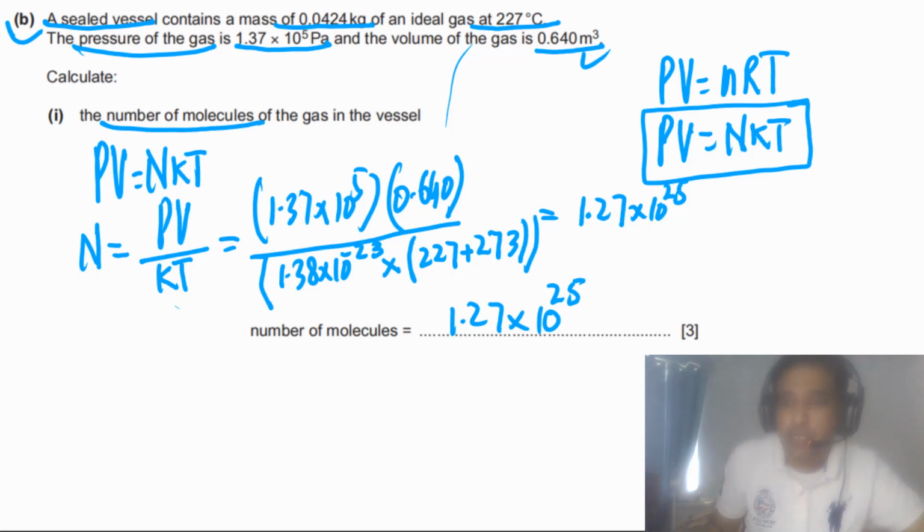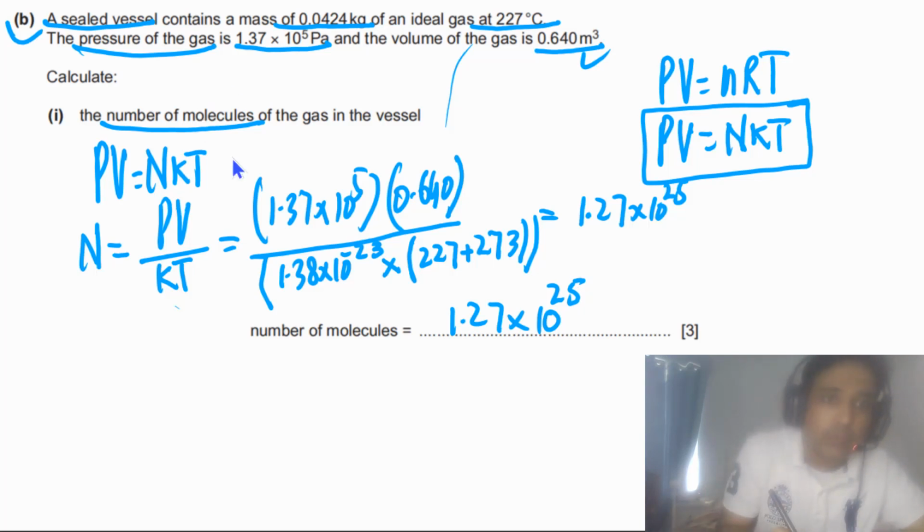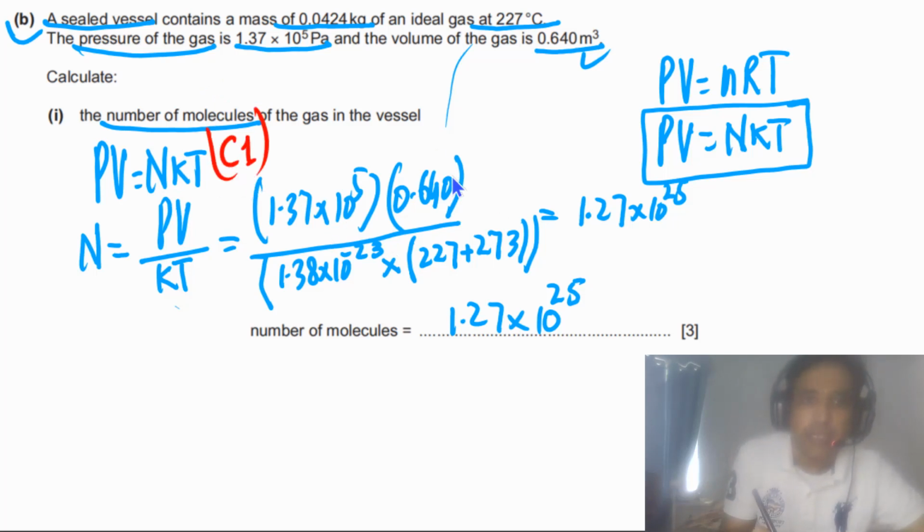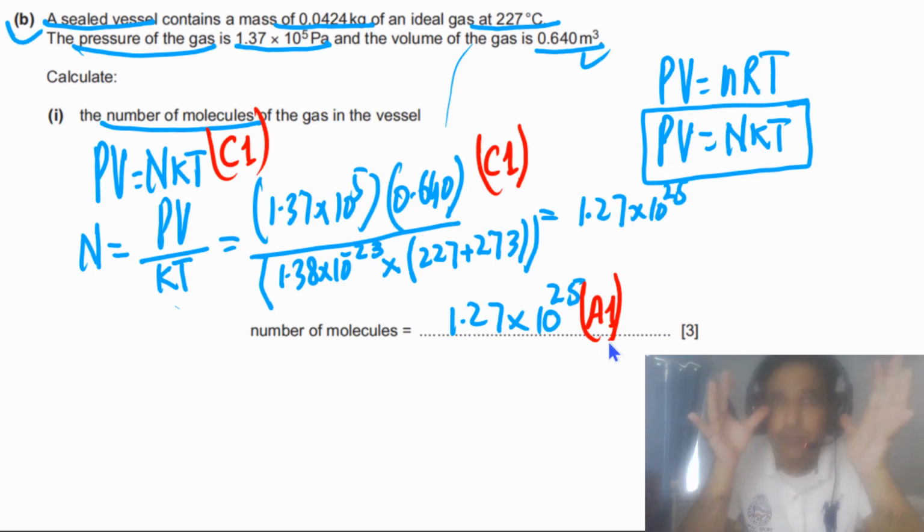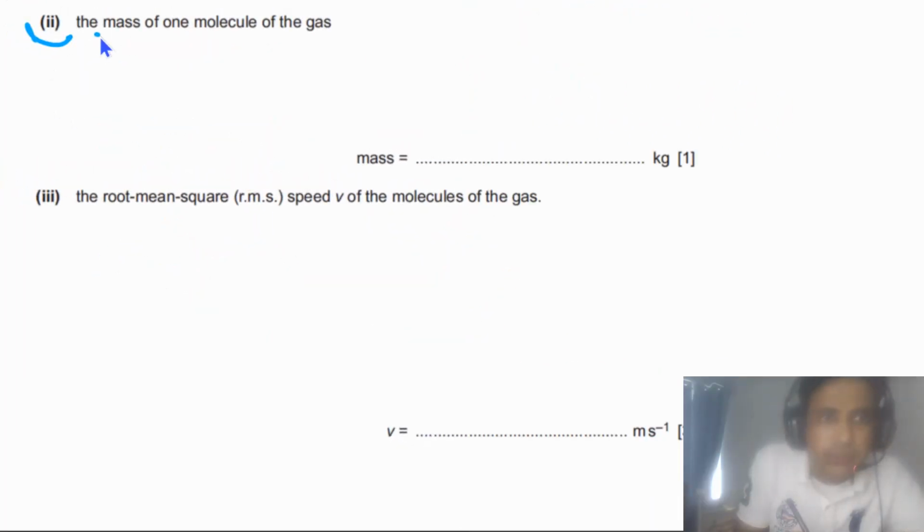This question has 3 marks. The first mark you will get if you have written this equation, which is a C mark. The second mark you will get if you have plugged in these numbers, and the third mark you will get if you have the right answer. So always start by writing the equation. Even if your calculations are wrong, you will still get 1 mark. You will get 1 or 2 marks depending on the question. For the second part, we need to calculate the mass of one molecule of the gas.